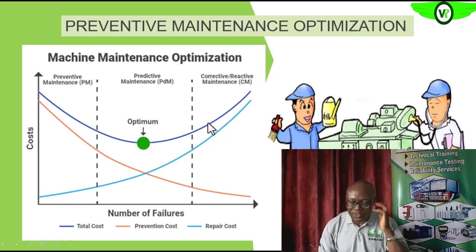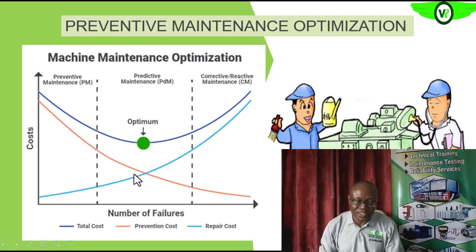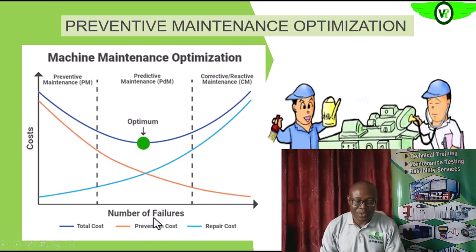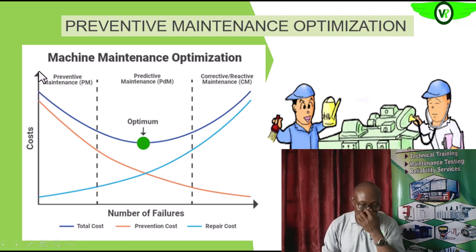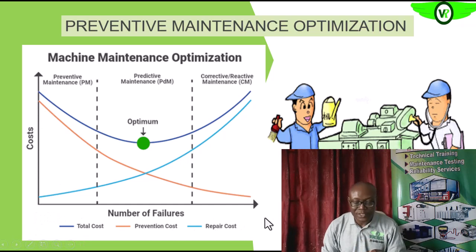So if you look at your screen now, you will see that the screen is a graph of cost as against the number of failures. So as you move up the vertical axis, the cost is going up, and then as you move right of the horizontal axis, what happens? The number of failures or rate of failures is increasing.